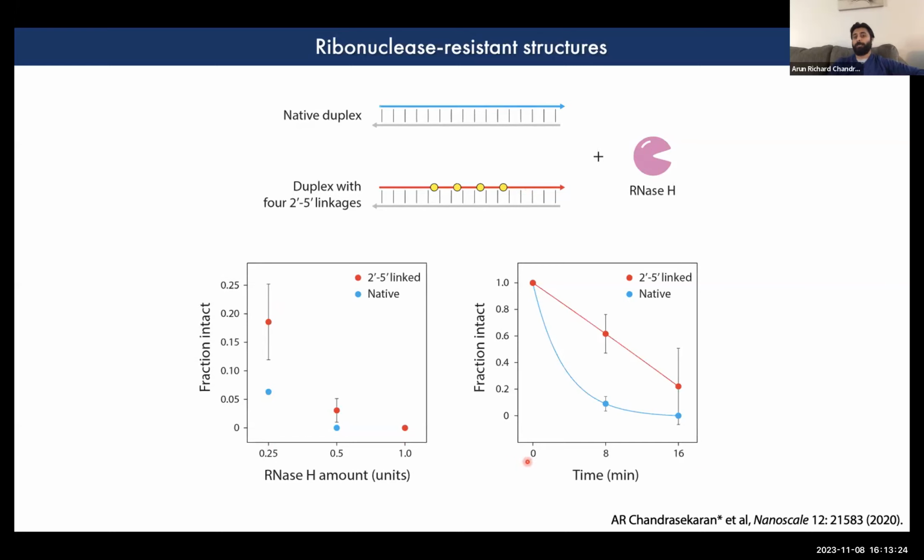We then performed a time series to see the degradation over time. And again, we saw that the structure containing 2'-5' linkages was more biostable than the native structure. And this shows an important feature that can be achieved using such modifications in creating nanostructures with enhanced biostability.